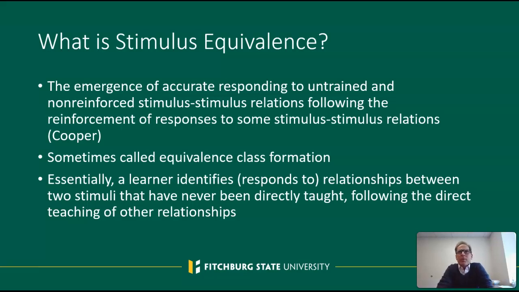So what is stimulus equivalence when we're talking about equivalence-based instruction? This is the emergence of accurate responding to untrained and non-reinforced stimulus-stimulus relations following the reinforcement of responses to some stimulus-stimulus relations. Sometimes we call this equivalence class formation. Essentially, a learner identifies or responds to relationships between two stimuli that have never been directly taught following the direct teaching of other relationships. So really, it's about getting learning to sort of emerge for free without formal training.